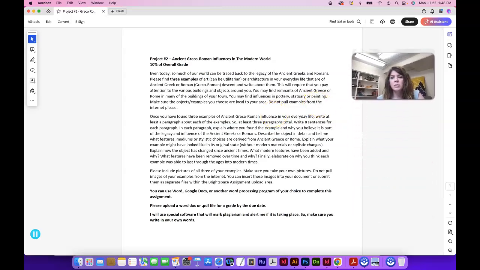So this is all about Greco-Roman influences in the modern world. That means influences found in our world when we look around. Can we see things from the Greeks or the Romans? The Romans obviously were influenced by the Greeks, and the Greeks were influenced by Egypt and Mesopotamia. So there's a lot of passing on, but the Greeks really did, and the Romans really have influenced our culture as well. Even today, so much of our world can be traced back to the legacy of the ancient Greeks and Romans. Please find 3 examples of art.